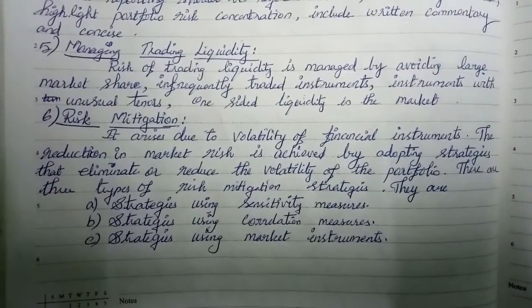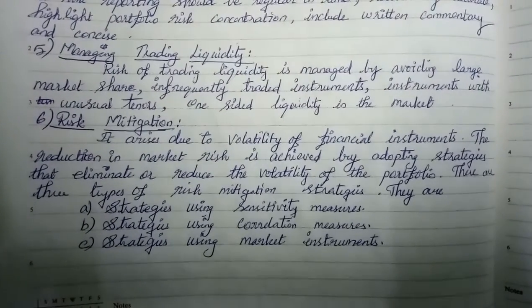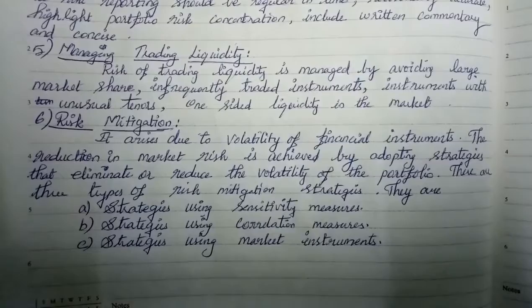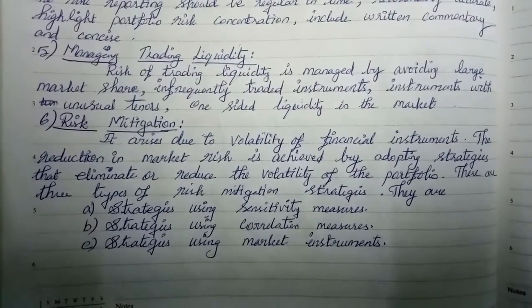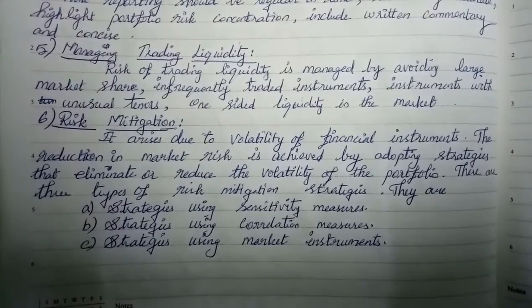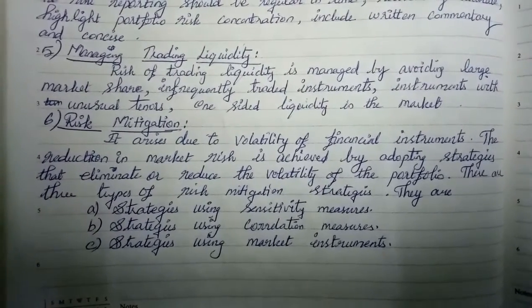Fifth one is managing trading liquidity. Risk of trading liquidity is managed by avoiding large market share, infrequently traded instruments, instruments with unusual tenors, and one-sided liquidity in the market. Sixth one is risk mitigation.